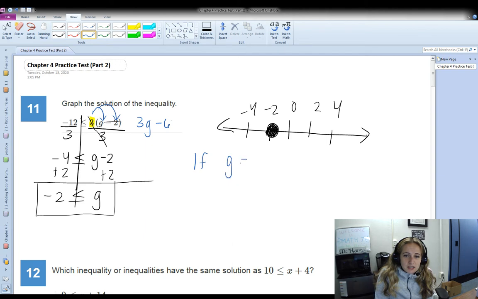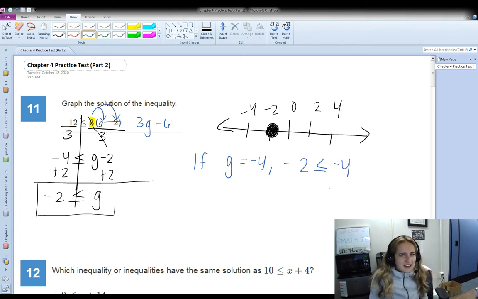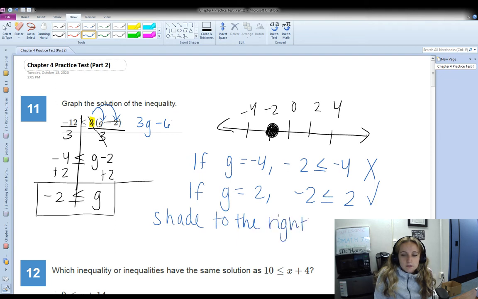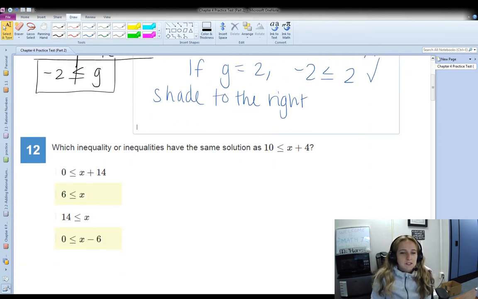So let's say if g equals negative 4, plug in negative 4, negative 2 is less than or equal to negative 4. Is negative 2 less than or equal to negative 4? No, because negative 4 is to the left, so that's false. Let's try a number to the right. If g equals 2, is negative 2 less than or equal to 2? Yes, because a positive 2 is bigger than negative 2. So we want to shade to the right. All right, so we are going to shade to the right, and that is going to be our graph for number 11.